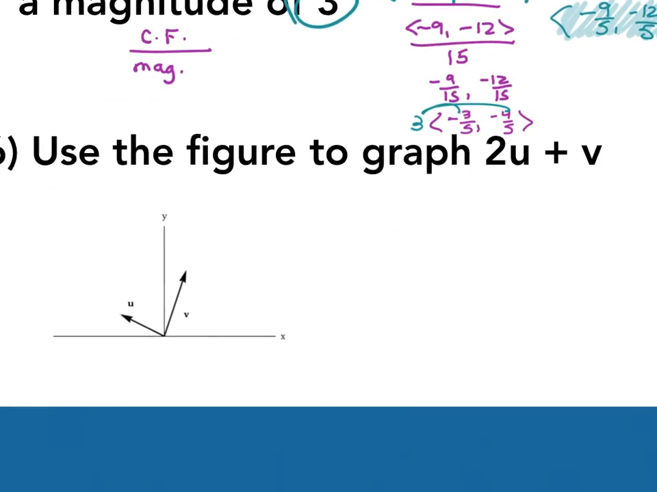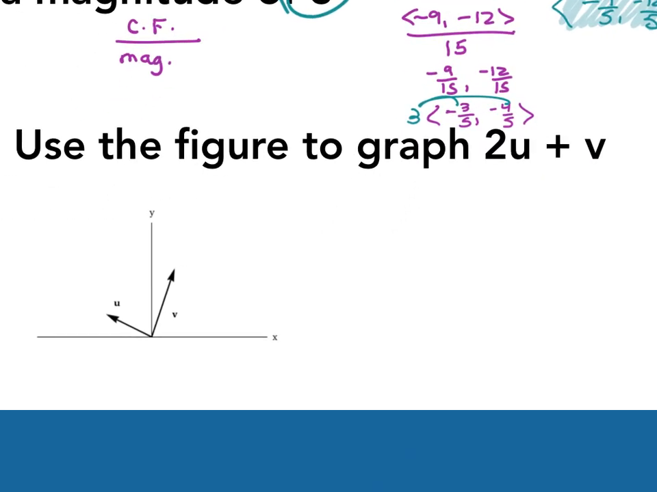All right, then came the graphing. So 6 said use the figure to graph 2u plus v. If it doesn't give you the actual coordinate points, like this case, then we're working off the lengths of these vectors, right? So if it says 2u, what do we do? Double the u. Same direction, but double its length, right? So if this is my u, I'm going to eyeball it. I'm going to say that maybe that's 2u.